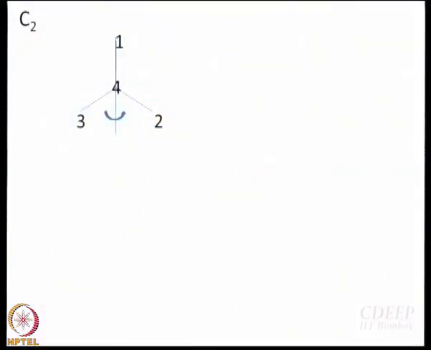Now let us talk about C2. Where are the C2s? Along say 1 4, or 3 4, or 2 4, something like that. I can take any one. I will take that 1 4 bond as the C2 axis. Now if I turn with respect to the 1 4 bond, what happens? Which are the rolling stones? 2 and 4 are the rolling stones, 1 and 4 are not.